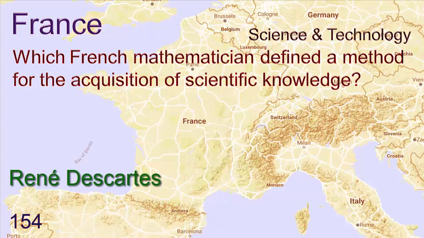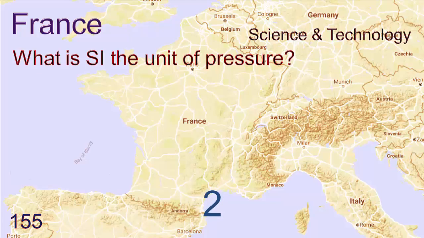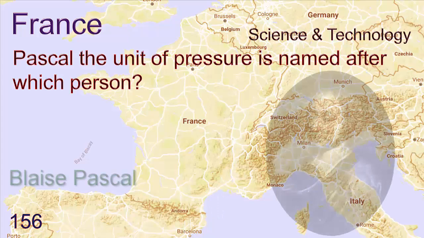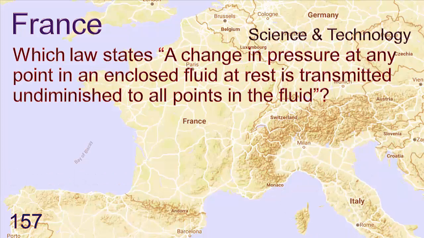Which French mathematician defined a method for the acquisition of scientific knowledge? René Descartes. What is the SI unit of pressure? Pascal. The unit of pressure, Pascal, is named after which person? Blaise Pascal. Which law states that a change in pressure at any point in an enclosed fluid at rest is transmitted undiminished to all points in the fluid? Pascal's law.